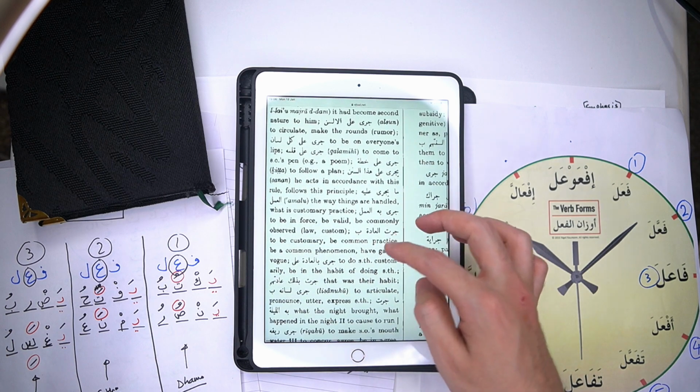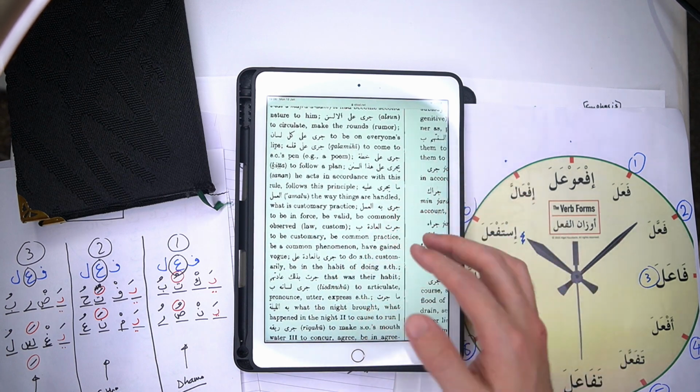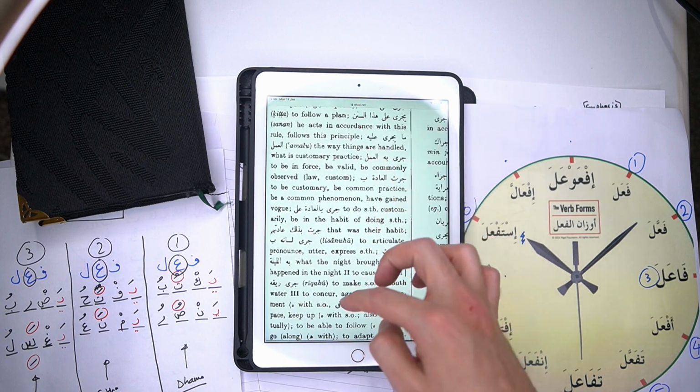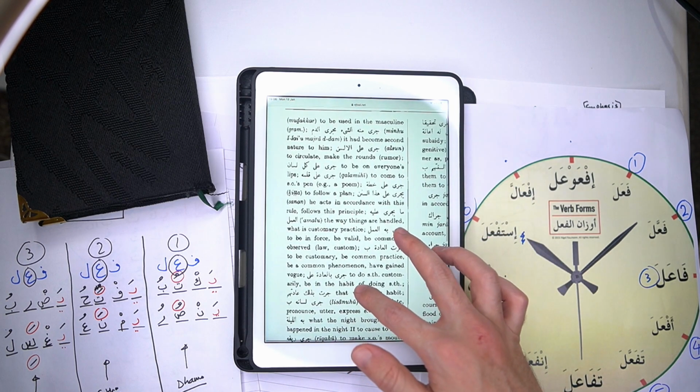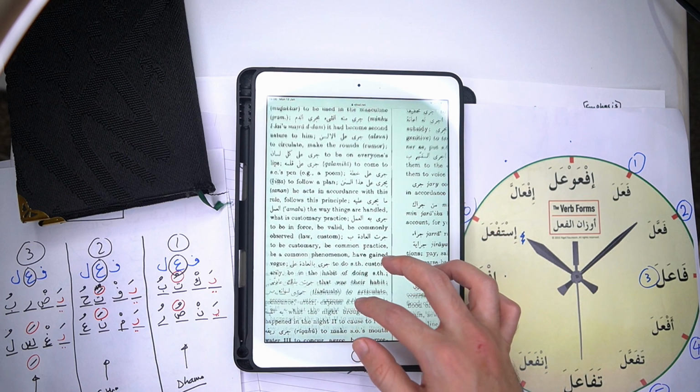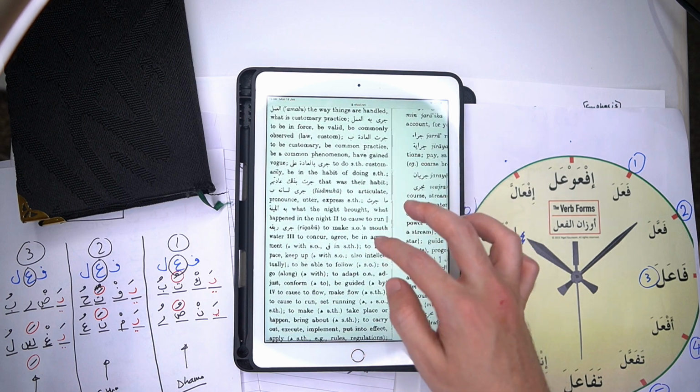All these, and this is very good if you want to learn Arabic and vocab and how Arabs say things. This is like jarat bidhalika adatuhum. It's like an Arab expression. Jara ala khutta or khitta, yajri ala hada sunan.